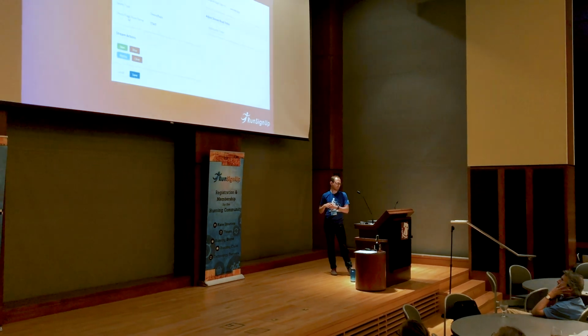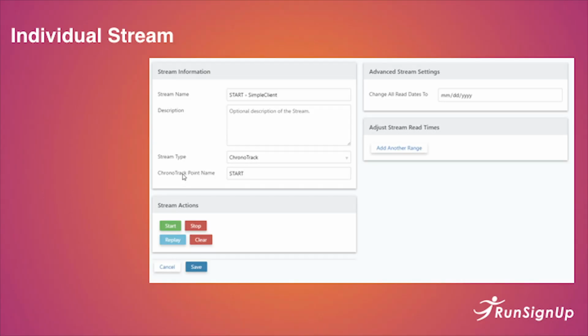This is the individual stream setup. Each stream type has a different setup screen because each stream type is a little bit different. Things that are common among them are the ability to do stream actions: start, stop, replay, and clear. And then there's also the ability to change all incoming read dates to a specific date. This is useful if you have a system that's out of whack and you need to change all the read dates to today, because for whatever reason it got set back in time. You can do that here.